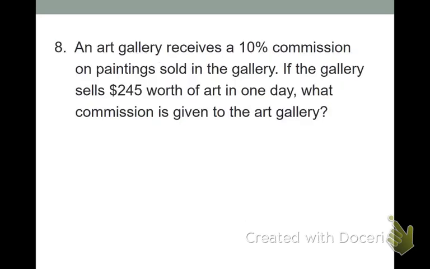Last one for today. An art gallery receives a 10% commission on paintings that are sold in the gallery. If the gallery sells $245 worth of art in one day, what commission is given to the art gallery? All right, so they don't make all $245. Some of that money has to go to the artists, the people with the supplies that they're purchasing. It goes to the rent that they have their art gallery in, but they will make a commission.